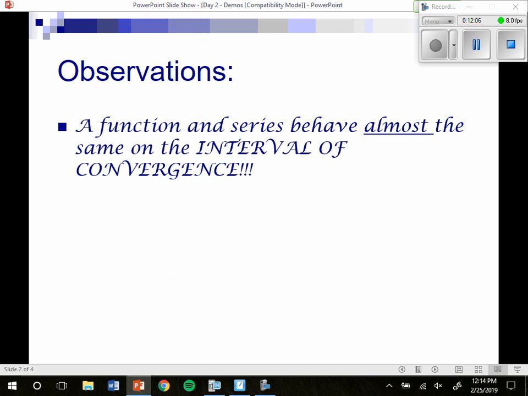A function and a series behave almost the same on the interval of convergence of the series. Why do I say almost? Because it's an infinite series, so it can never actually equal what the function equals, but it behaves really, really close. So why do they do that? Why do we approximate it with a series? Why are they almost equal?